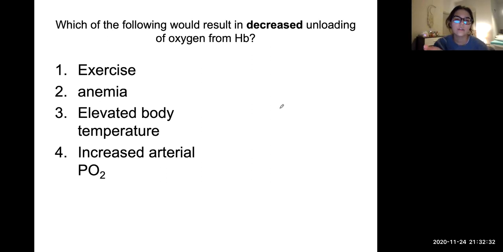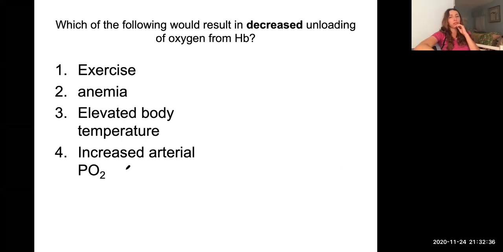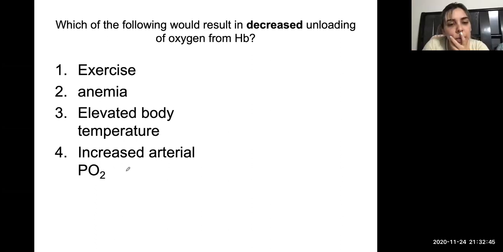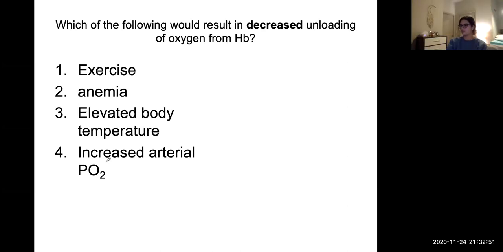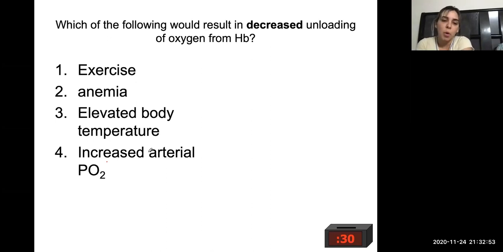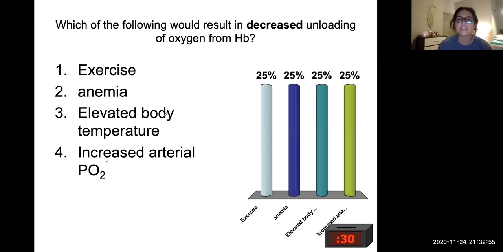Increased unloading would be increased arterial PO2. I don't know about elevated blood. Yeah, it would be 4. It'd be increased arterial PO2, because you wouldn't want to unload oxygen where it's not needed. Oh, so it's not actually asking about anemia, which is loss of red blood cells. It was a little confusing. I would overthink everything.